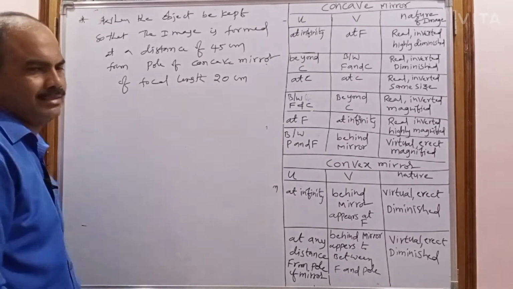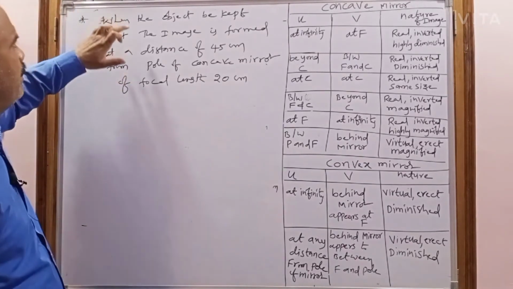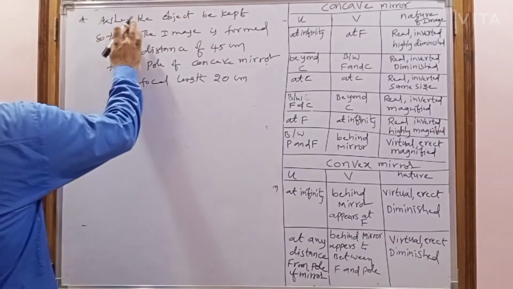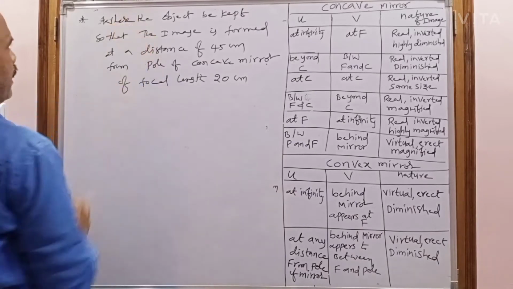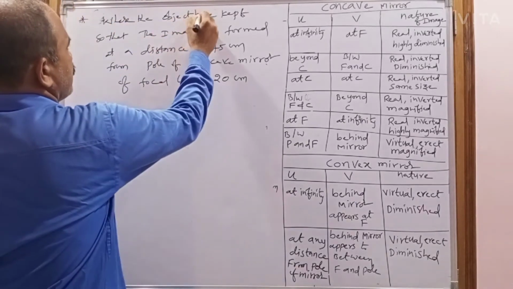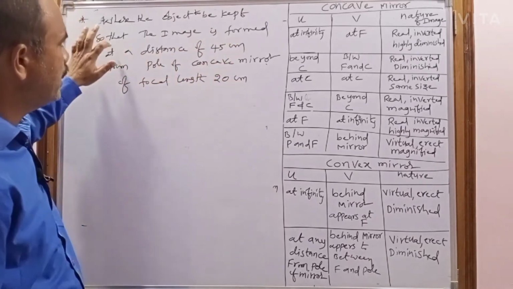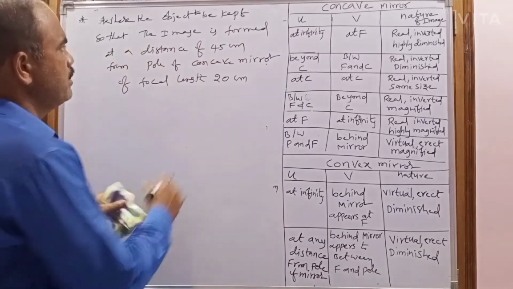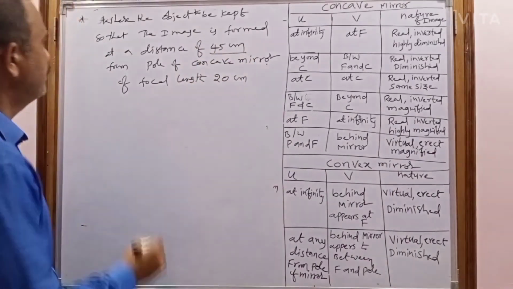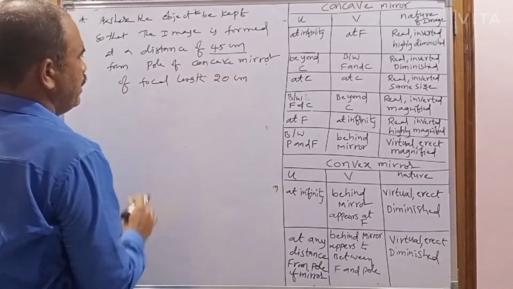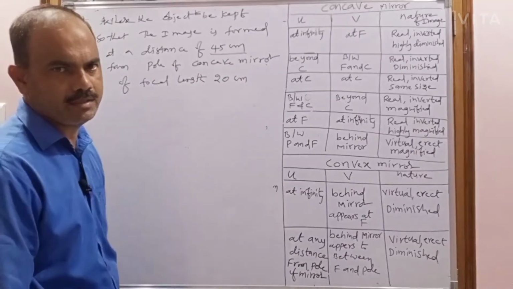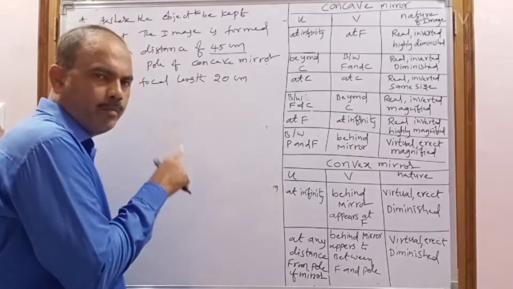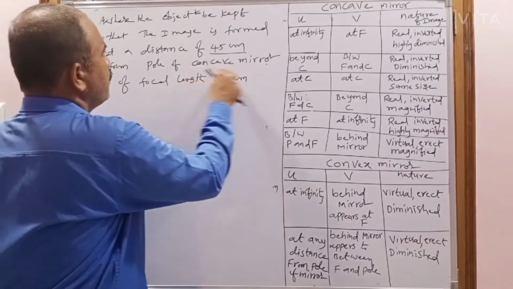So now you have to guess. What is the question? Where the object is to be kept so that the image is formed at a distance of 45 centimeter from the pole of a concave mirror of focal length 20 centimeter. So now what do you have to identify? First, whether it is a concave mirror problem or a convex mirror problem. Okay, it is a concave mirror.